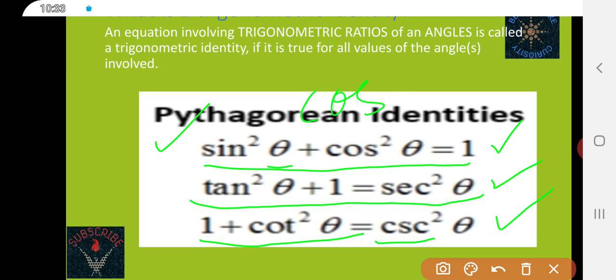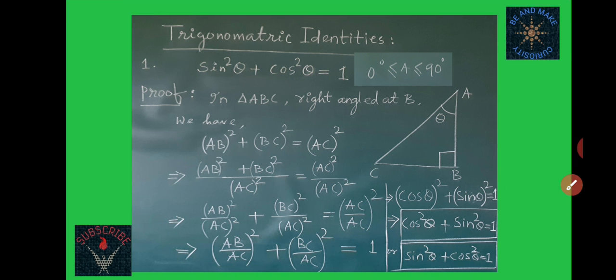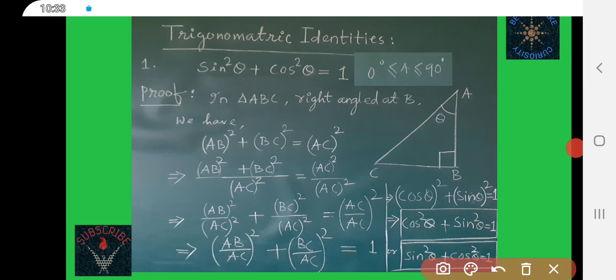Okay, cosec, don't be confused about this. CSC, this is cosec. Okay, next, now we shall prove this identity. Trigonometric identities.